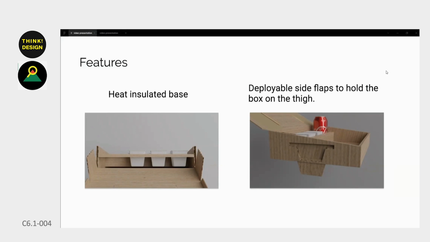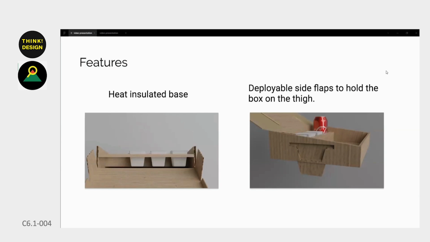The product has a heat-insulated base. As you can see, the side dish compartments do not touch the base at all. There is an air gap which provides heat insulation. And as you can see, the base has two layers. The upper layer does not touch the lower layer at all. So there is another layer of heat insulation there, so that the person who's eating this does not feel uncomfortable.